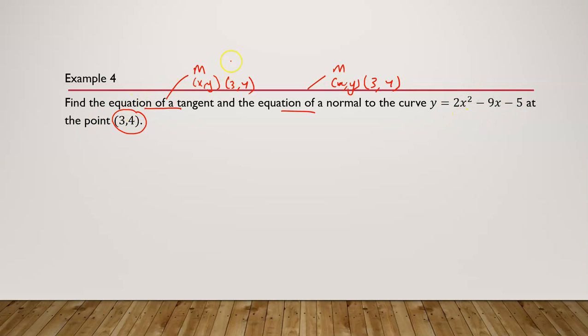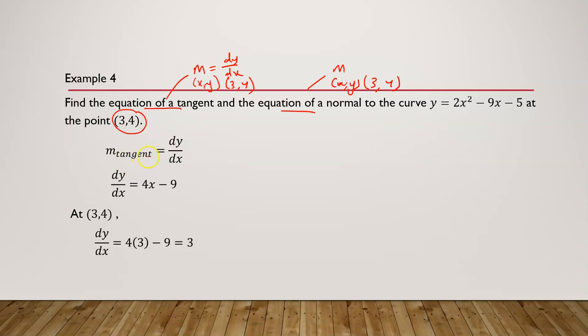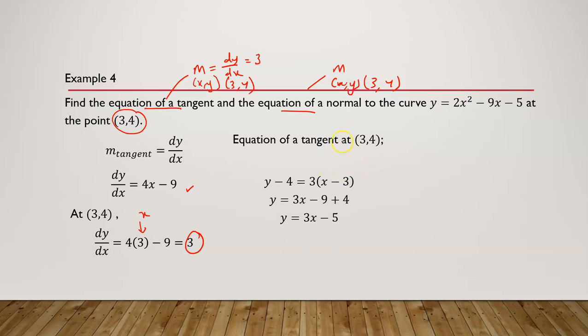So just now we know that the gradient of a tangent is equal to dy over dx. So we will differentiate this curve equation. Okay, so what we do, we will have this 4x minus 9. Okay, so at that point we substitute the coordinate value. Okay, 4, substitute your x, 3, so you will get this 12 minus 9 is 3. So this is the gradient of your tangent, so it is 3. Okay, equation of the tangent is, okay, so y minus y1 equals m (x minus x1). We use this general formula of a straight line.